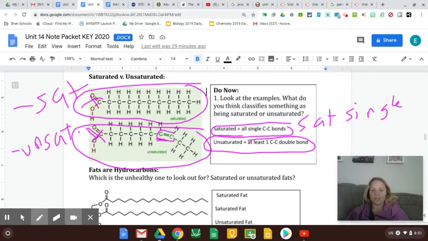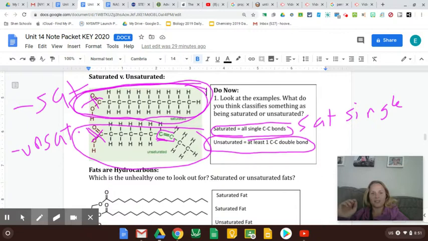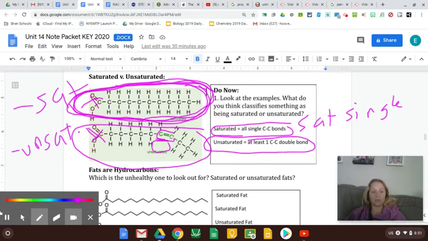Where did the word saturated come from? If you look at this, in what way is this saturated? Saturated means like full. So I think it comes from the fact that this is full of H's, whereas this has this bald spot where they couldn't put H's because the double bond filled that bond. So I think the word saturated comes from the fact that it's saturated with H's. It has the maximum number of H's.